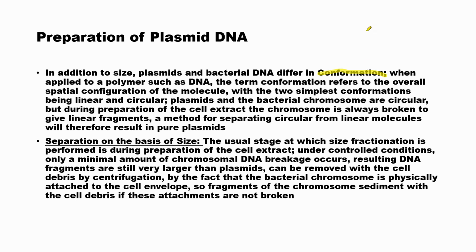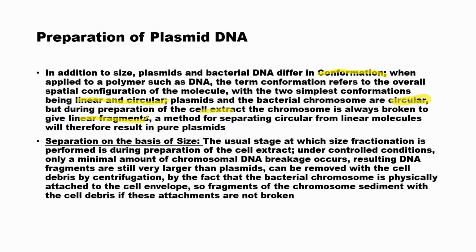Fine. It refers to the overall spatial configuration, how it appears in space, with the two simplest conformations being linear and circular. Now, plasmids and bacterial chromosomes are circular in nature. Mostly, the DNAs are circular in nature, whether it is plasmid DNA or bacterial chromosomal DNA. But there is an exception. During preparation of the cell extract, the chromosomal DNA is always broken to give linear fragments.